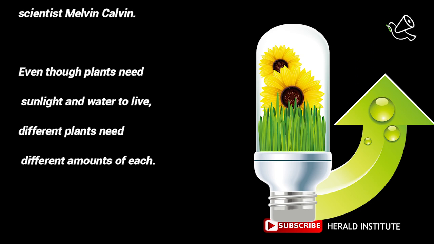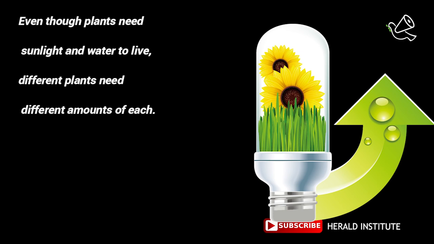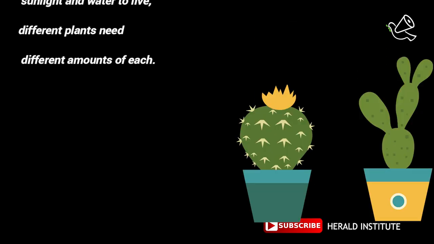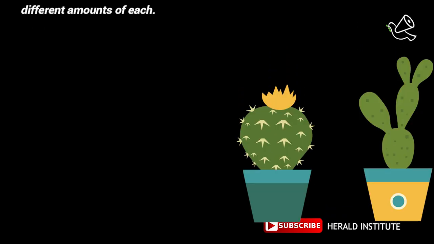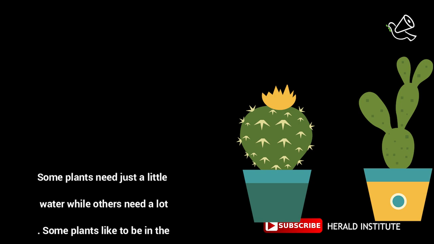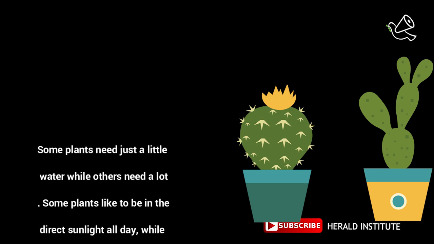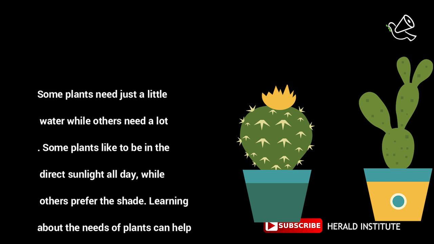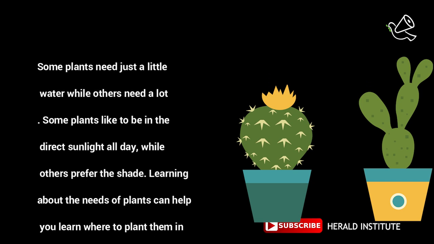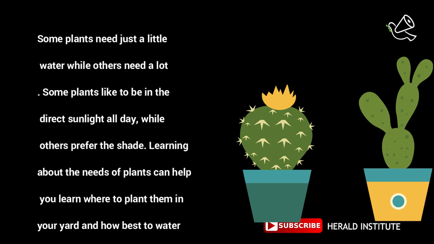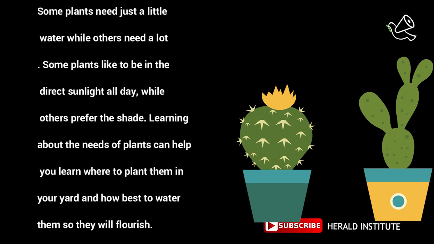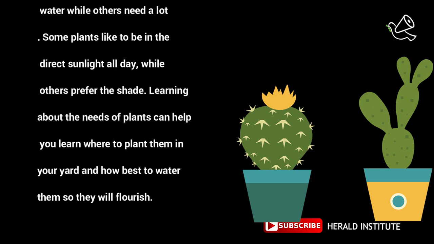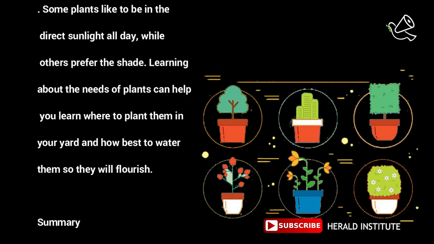Even though plants need sunlight and water to live, different plants need different amounts of each. Some plants need just a little water while others need a lot. Some plants like to be in the direct sunlight all day while others prefer the shade. Learning about the needs of the plants can help you learn where to plant them in your yard and how best to water them so they will flourish.